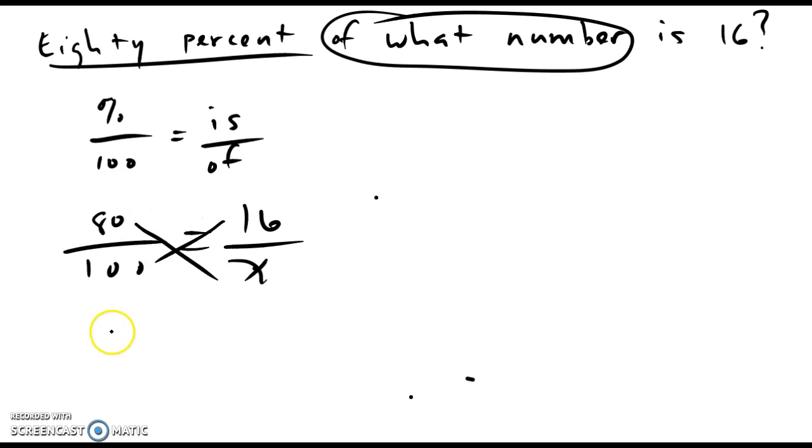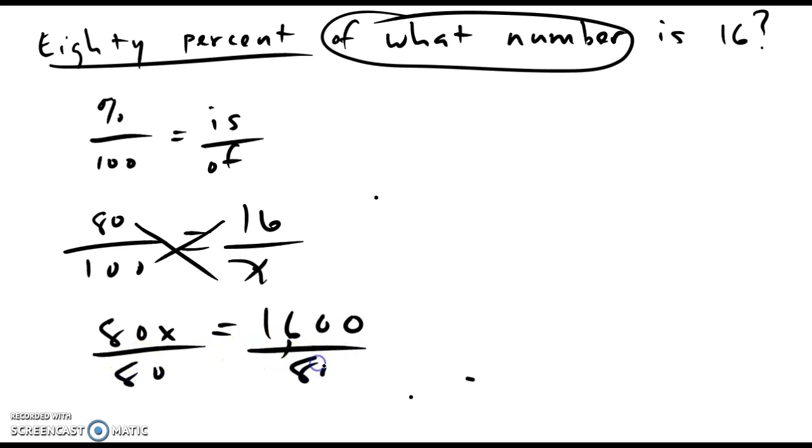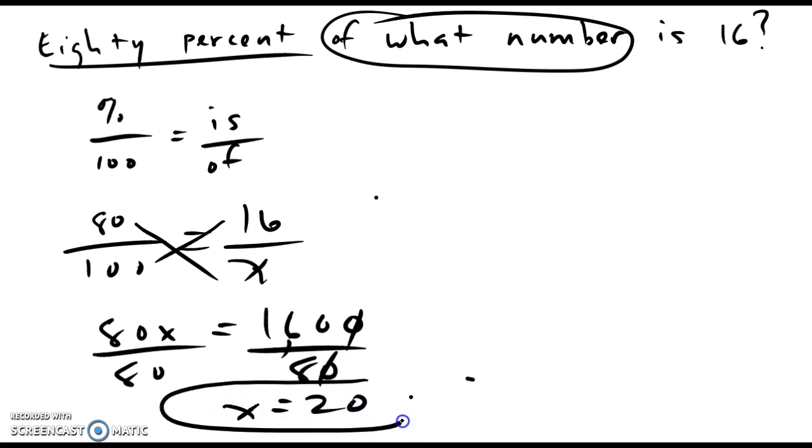Now we're going to cross multiply. 80x is equal to 1,600. We're going to divide 80 on both sides. Remember the trick with the zeros. We've got 160 over 8, and we wind up with 20. 20 is the solution there.